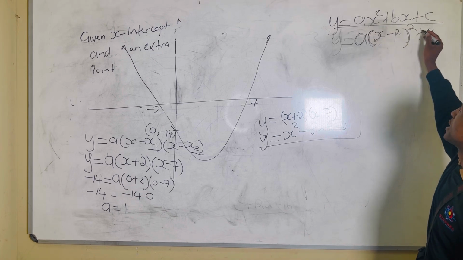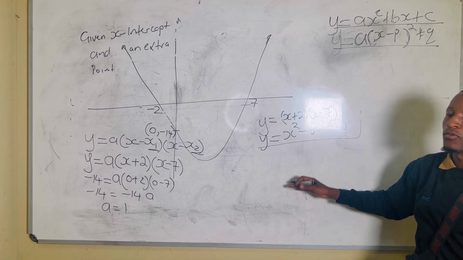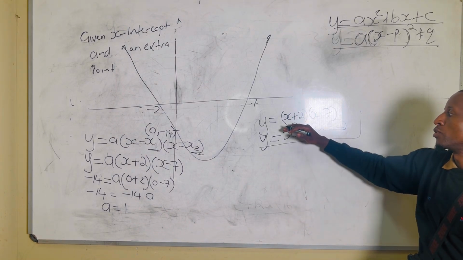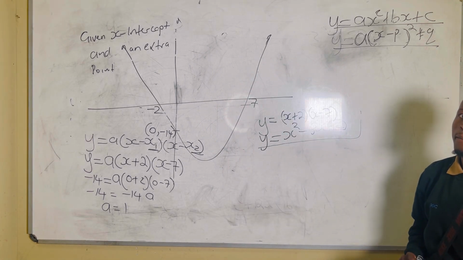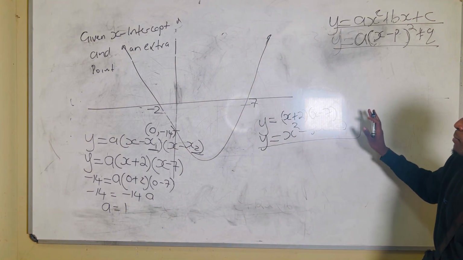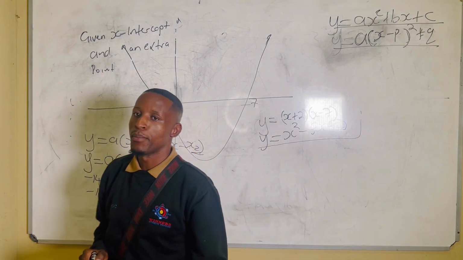So what if they said they want it in this format? It's the part that we're dealing with, the one of completing the square. So you can complete the square based on how I explained a few minutes ago. So basically this is how you find the equation of a parabola.